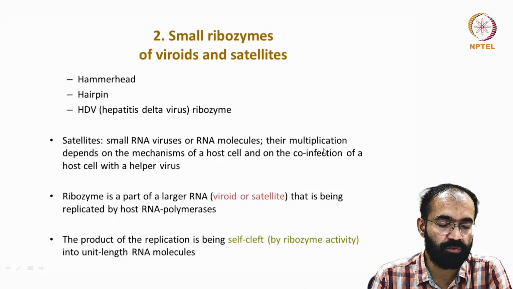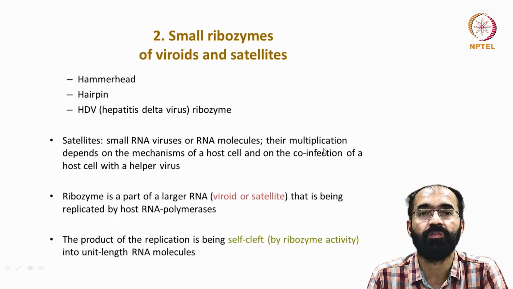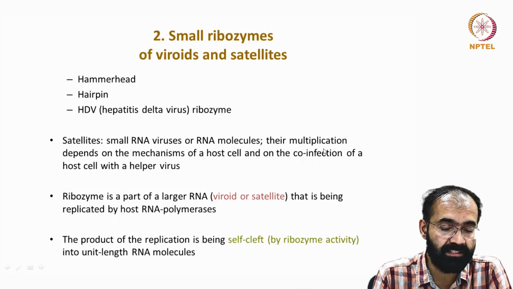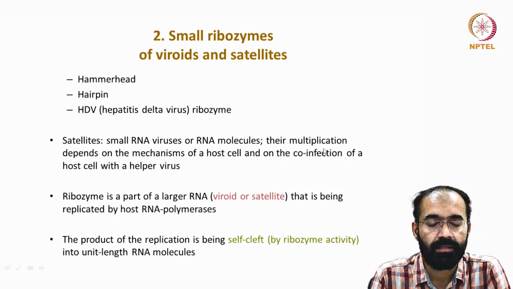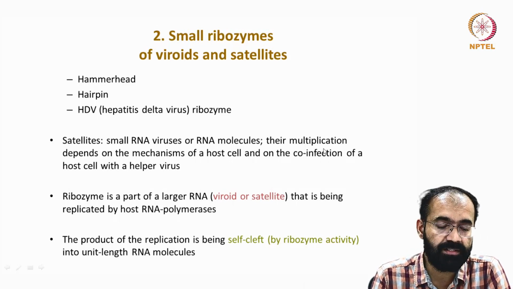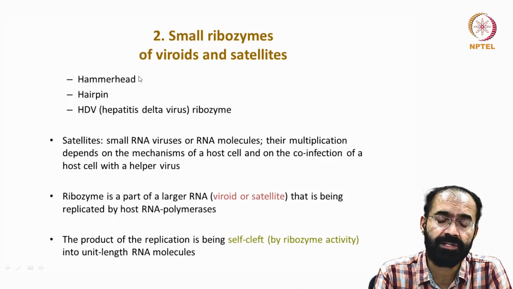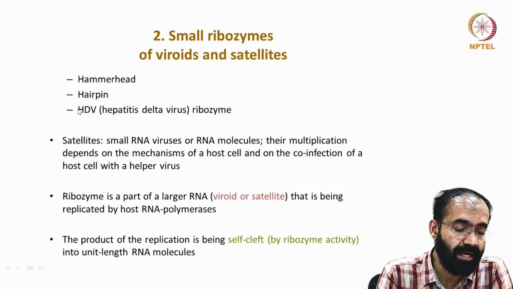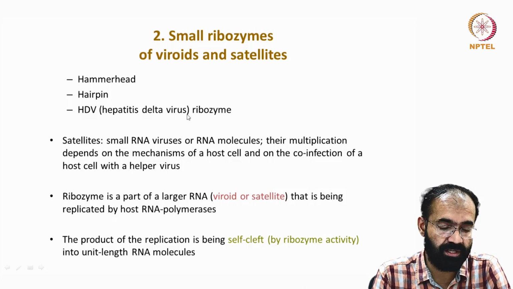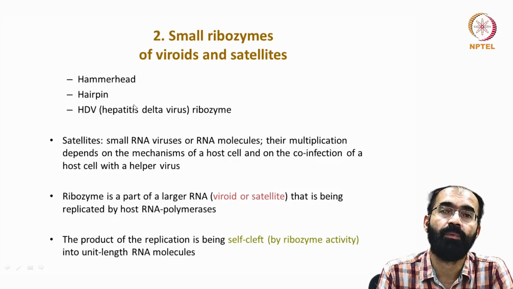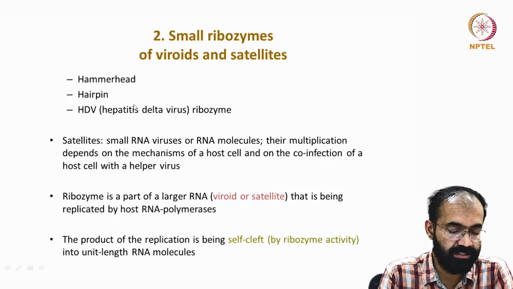Now coming to group 2. We have seen the metallo-ribozymes, two of them: ribonuclease P and the self-splicing intron. Then comes group 2, that is small ribozymes. These are normally the viroids and the satellites. They are of three major types: hammerhead ribozyme, hairpin ribozyme, and hepatitis delta virus ribozyme. These are all the major groups of ribozymes that come under small ribozymes because they are shorter in structure.